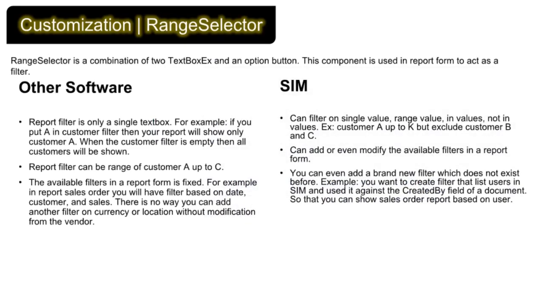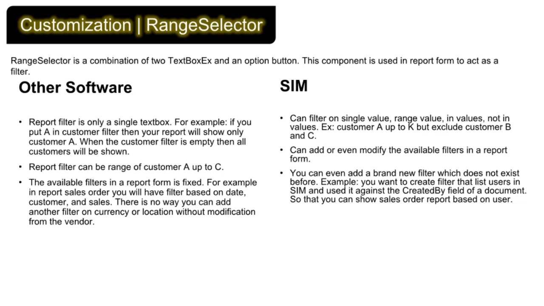Range selector is a combination of 2 text box X and an option button. This component is used in report form to act as a filter. Using this range selector in SIM, you will be able to filter based on single value, range value, in values, or not in values. For example, you can filter customer up to K but exclude customer B and C.